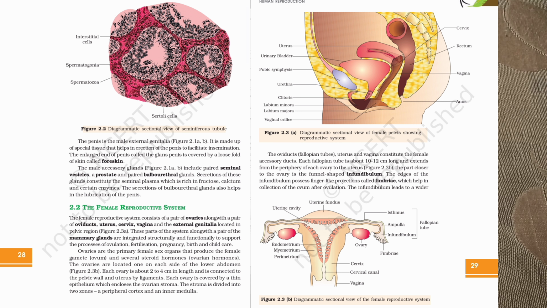Ovaries are the primary female sex organs that produce the female gamete, ovum, and several steroid hormones, ovarian hormones. The ovaries are located one on each side of the lower abdomen. Each ovary is about 2 to 4 cm in length and is connected to the pelvic wall and the uterus by ligaments. Each ovary is covered by a thin epithelium which encloses the ovarian stroma. The stroma is divided into two zones, a peripheral cortex and an inner medulla.